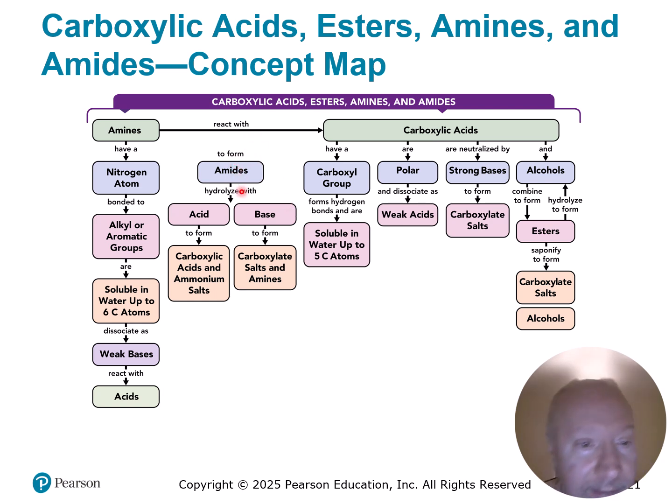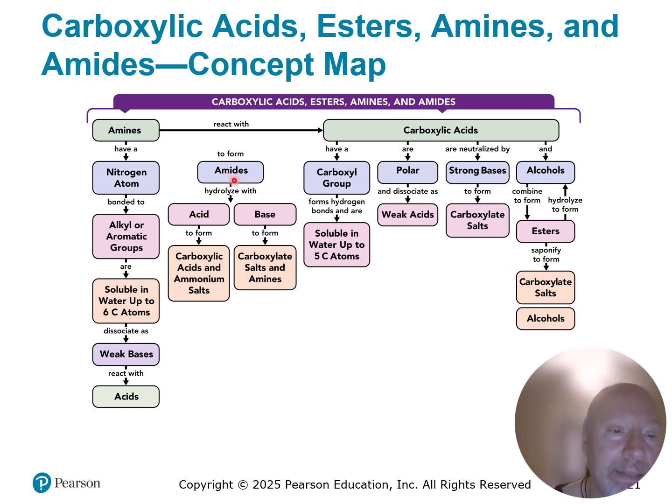You can form amides, and amides, as we learned, they come from these carboxylic acids, which have a carboxyl group. They're soluble up to 5 or 6 carbons. The carboxylic acids are, of course, polar. They're weak acids, such as vinegar. You can take a carboxylic acid and neutralize it with a strong base, and you get carboxylate salts. You can take carboxylic acids and react them with alcohols, and you'll get esters. And then you can use saponification to break down that ester into a carboxylate salt and alcohol.